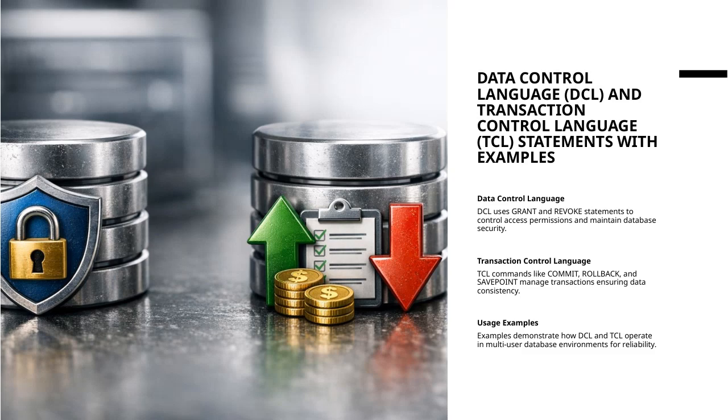The image here highlights these two key aspects. The lock icon represents security and access control through DCL, while the arrows, checklist, and coins symbolize transaction management and data integrity maintained by TCL commands. Together, DCL and TCL form essential tools for maintaining order and trustworthiness in database operations.